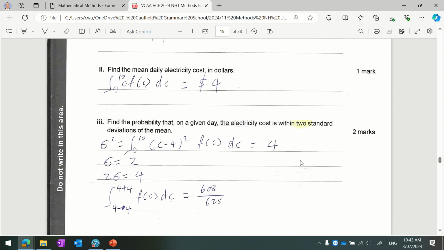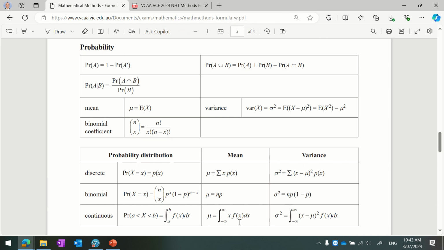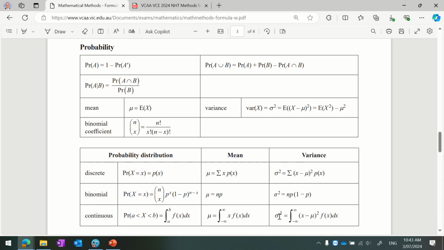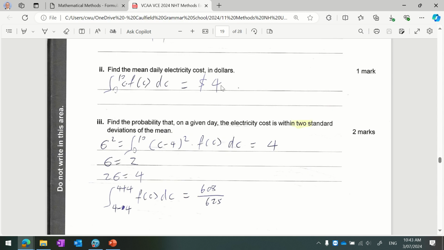Find the probability that on a given day the electricity cost is within 2 standard deviations of the mean. Well, 2 standard deviations of the mean goes like this. First, you have to find a standard deviation. But to find a standard deviation, we need to find the variance, right? So sigma squared is the variance, and we've got the calculator, so it's not that hard. And we've got the formula on the formula sheet. The variance formula involves the mean to begin with, which is not that much of a problem for us because we have the mean from the previous question. So that mean is 4.